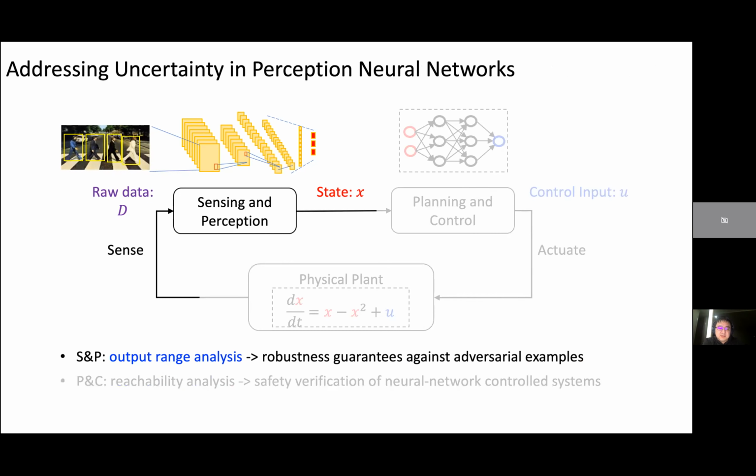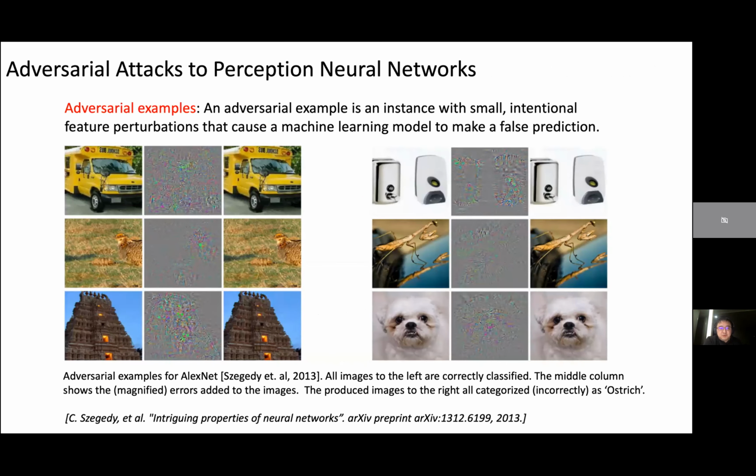We'll start with the sensing and the perception part. Now, on the perception neural network, there has been a lot of studies on adversarial attacks, where the idea is giving a small perturbation to the neural network input. In some cases, it can lead to a very drastic difference in terms of the perception result.